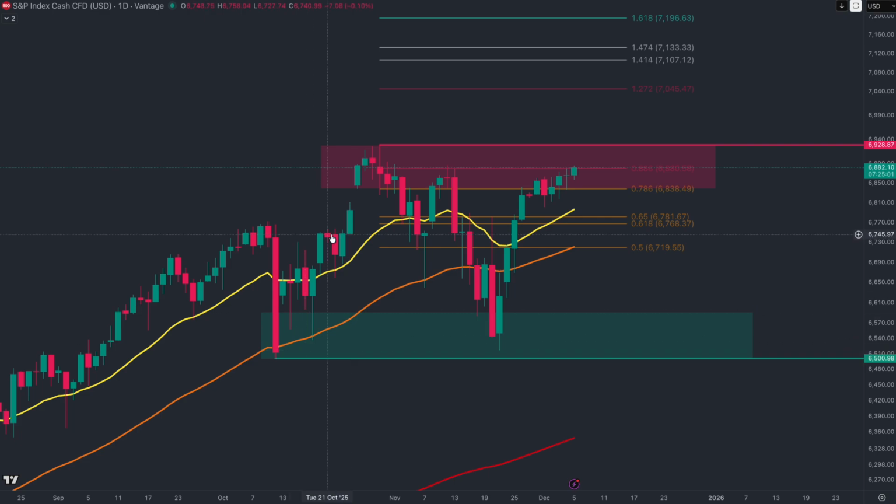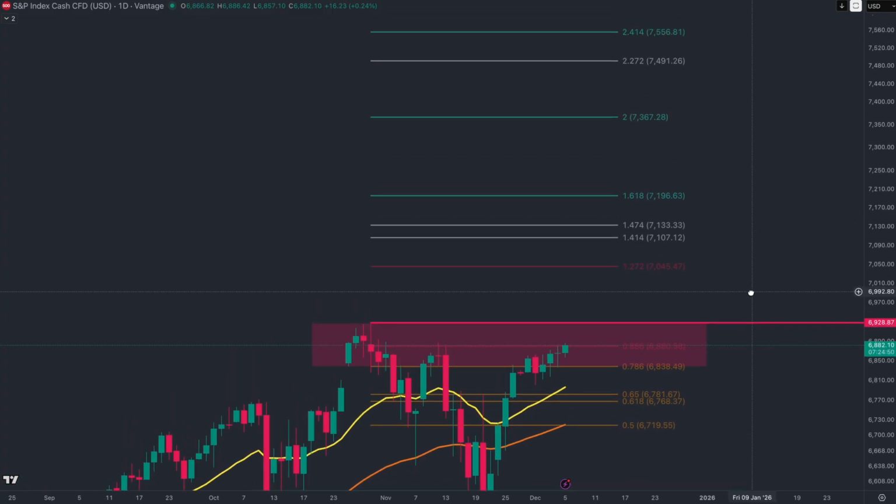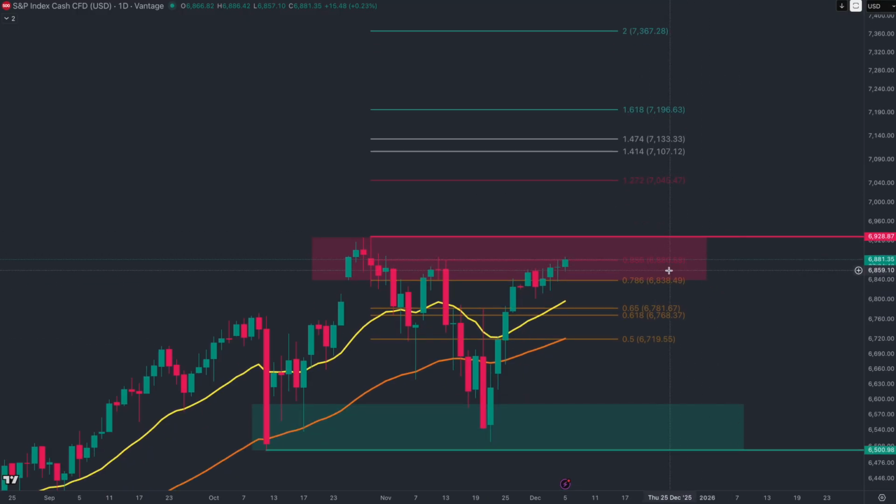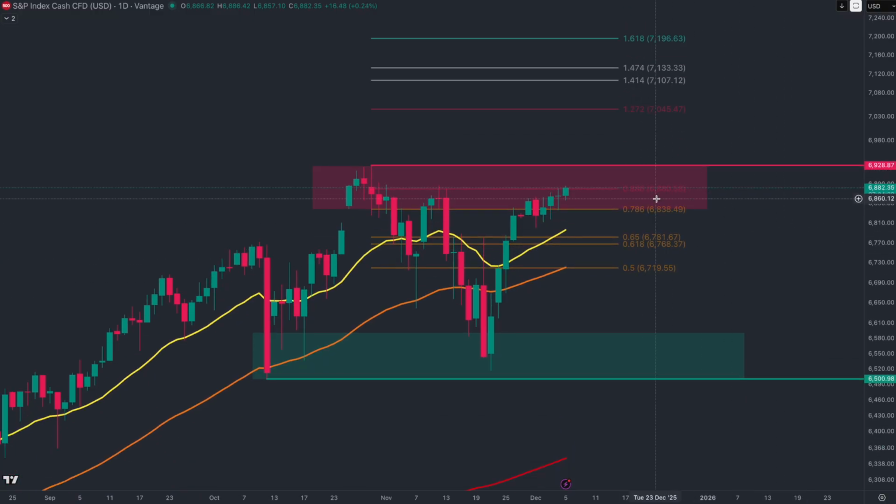Or you could use this entire range as a no trade zone and simply wait for either the support to be lost to hit those bearish targets, or the resistance to be broken to now hit the bullish targets. The S&P could actually reach 7k very, very quickly once it successfully breaks beyond this 886 Fibonacci at 6.88k.